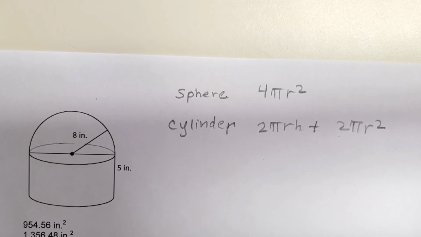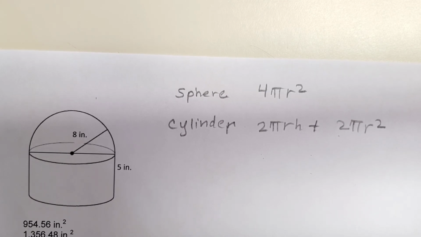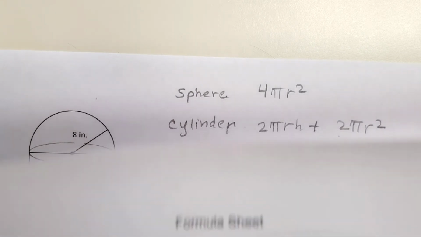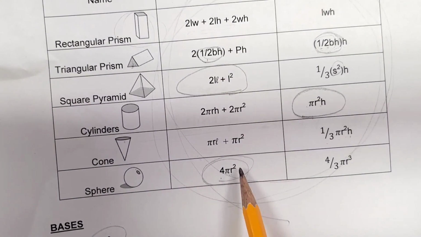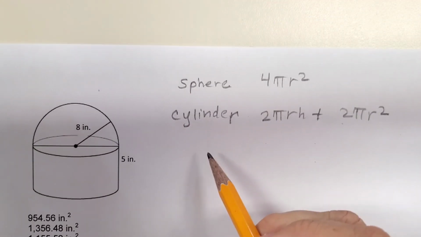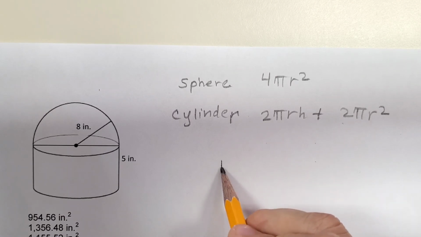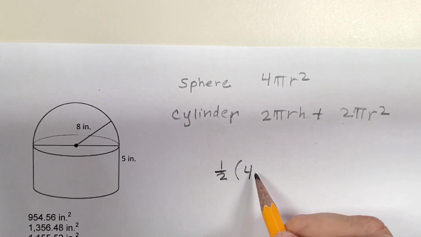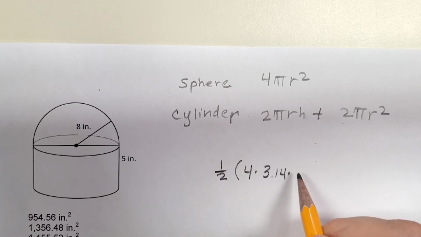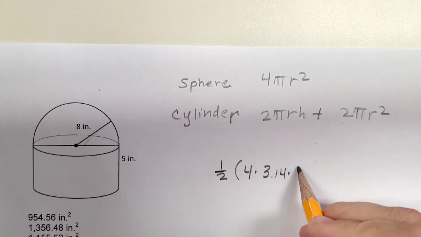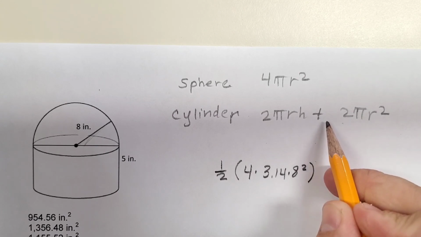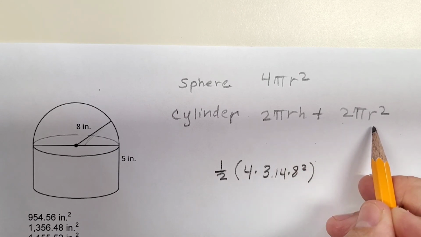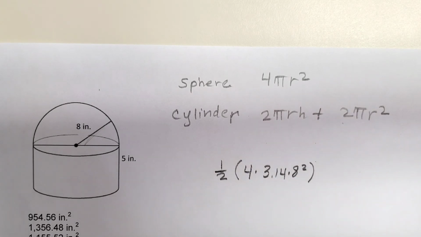So the formula we're going to use for this hemisphere is going to be, hold on. Yeah, there it is right there. 4 times pi times radius squared. But half of that, because it's only half of a sphere. So we're going to go 1/2 times 4 times pi times the radius of the sphere is 8 squared. Then we're going to have to add the cylinder formula. Let's find the hemisphere first.